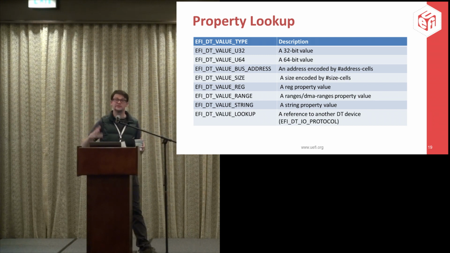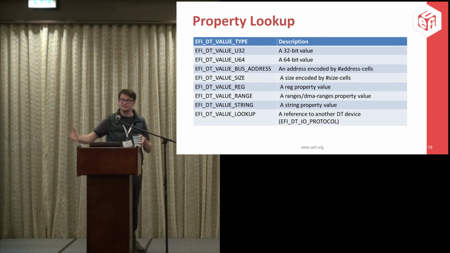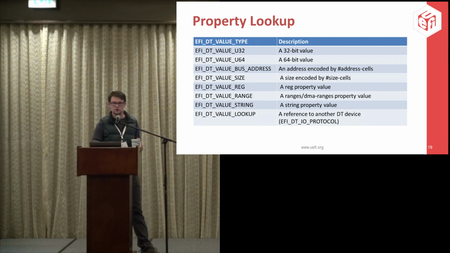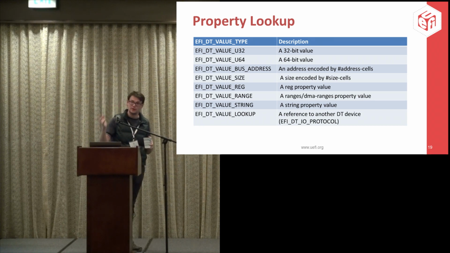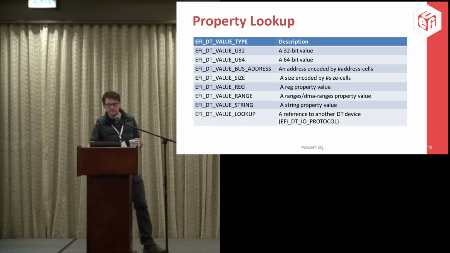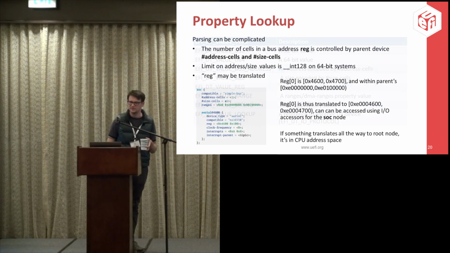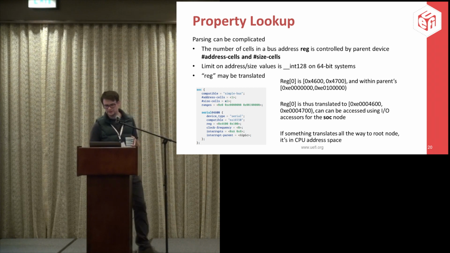there are other properties that describe how wide the bus address is, or the size of a bus address, which is kind of funky because that's controlled by other properties. It could be a register, which contains a bus address and size. It could be a range property, which is used to encode the DMA limits. It could be a string, and it could be even another device. Okay. So again, this parsing can be kind of complicated.